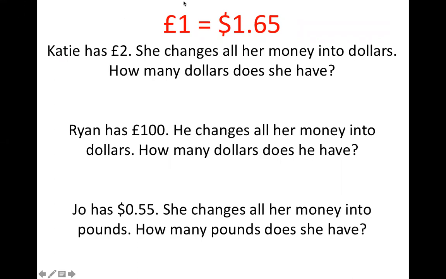$200 actually. 200 pounds. 1 pound is $1.65. Now I have 100 pounds. So how many dollars would that be? It's like 1 apple is $1.65. Now I have 100 apples.